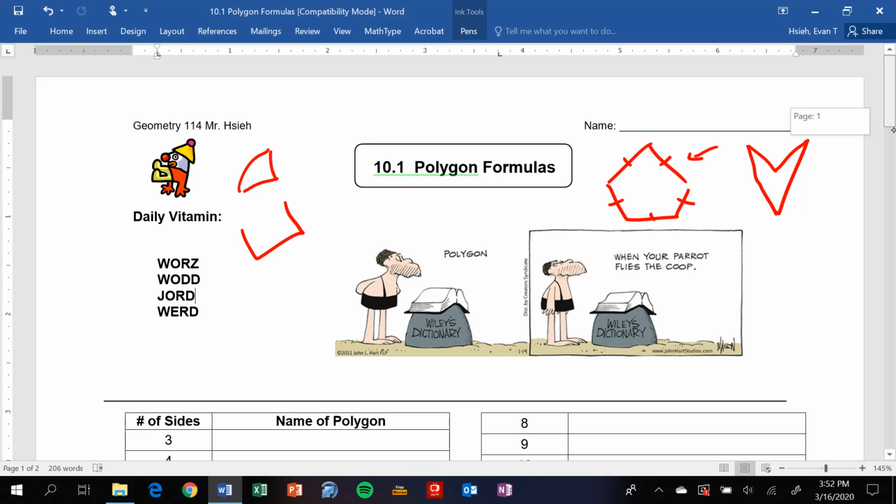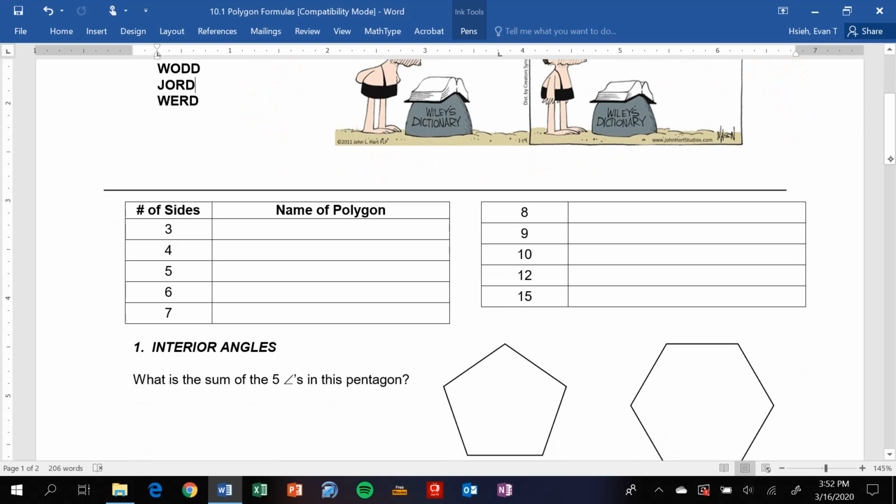Okay, there are some names that you do need to know for polygons. Obviously, you know what a three-sided polygon is. A four-sided polygon is a quadrilateral. Five-sided is going to be a pentagon. Six-sided is a hexagon. Seven is a heptagon, H-E-P-T. It's also possible to use septagon, S-E-P-T. I think our book uses hept.